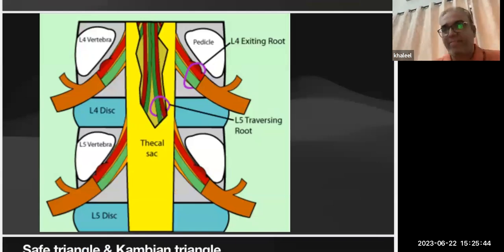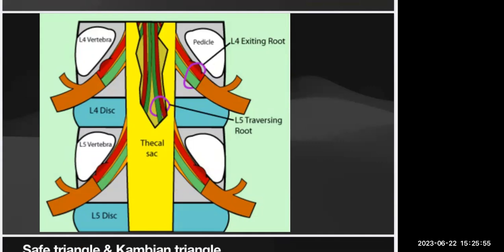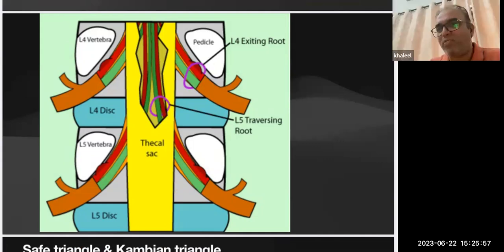So please, as the nerves are coming out, you can see the picture on the screen. This is the L4 nerve root that is coming between L4, L5 and below the L4 pedicle. This is the exiting nerve root because it's taking exit from here.